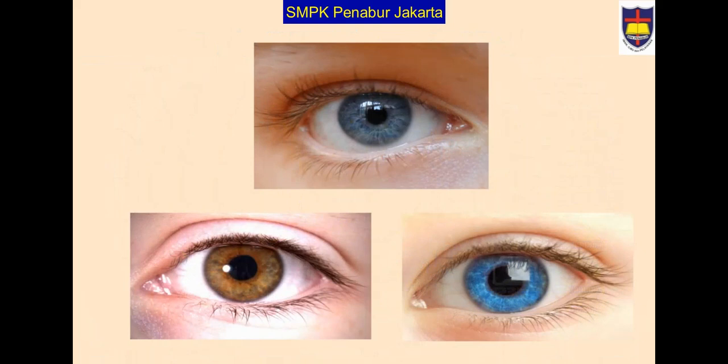Can you see the differences of these 3 pictures? Yes, there are different eyes with different color of iris and different size of pupil. The iris controls the size of pupil depending on the light intensity in the environment. The brighter the light, the smaller the pupil.